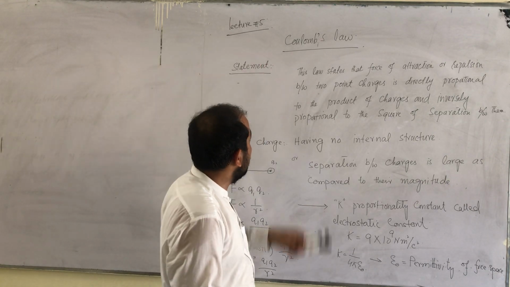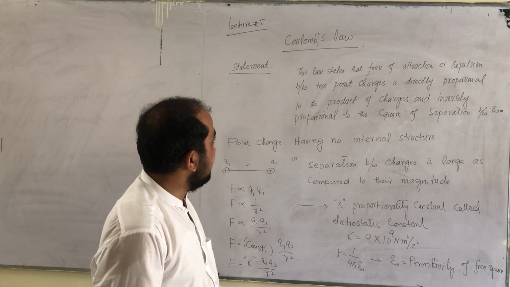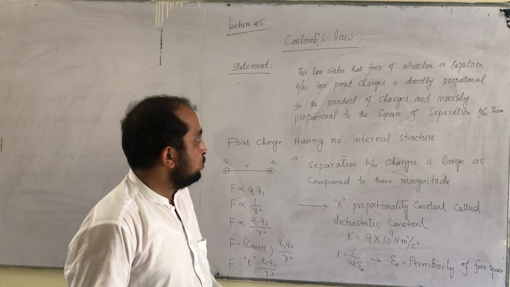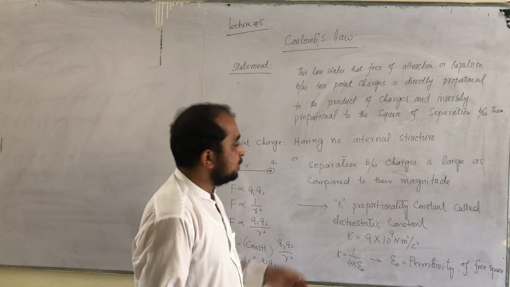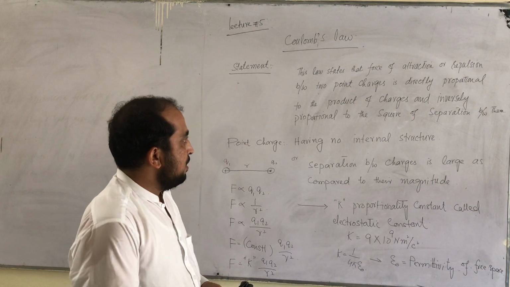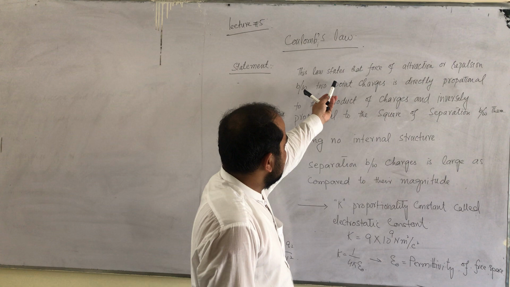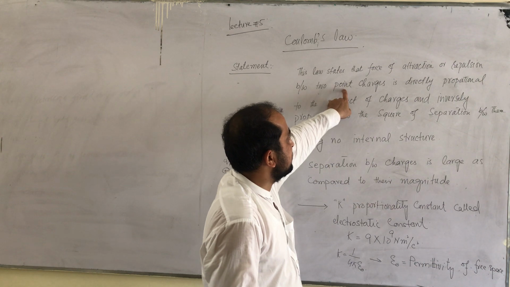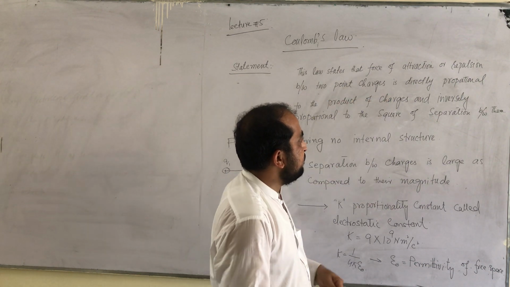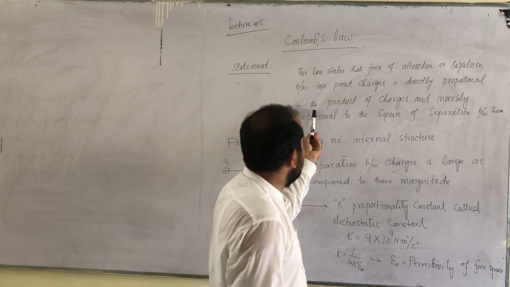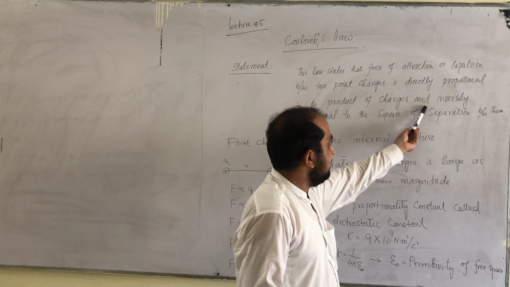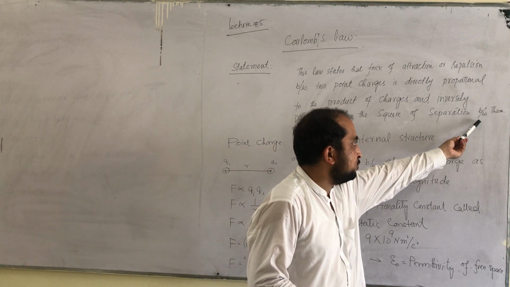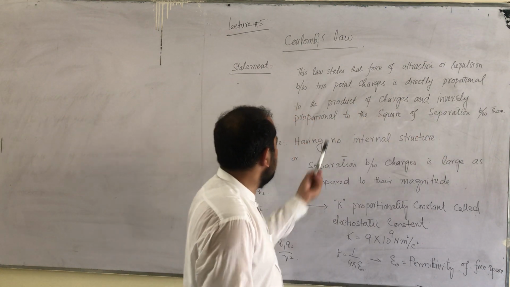Bismillahirrahmanirrahim. Lecture number 5. The most important topic of electrostatics, that is Coulomb's law. So, first of all, the statement. What does Coulomb's law state? This law states that the force of attraction or repulsion between 2 point charges is directly proportional to the product of charges and inversely proportional to the square of the separation between these 2 point charges.